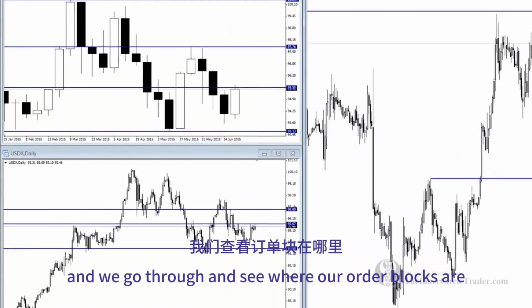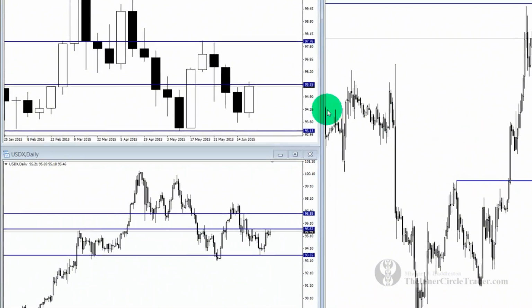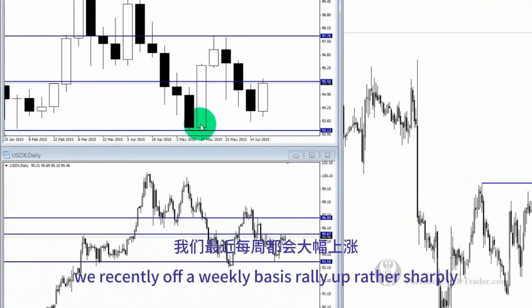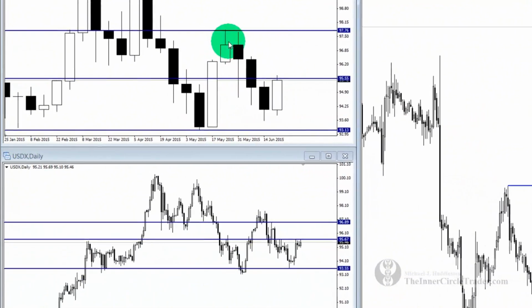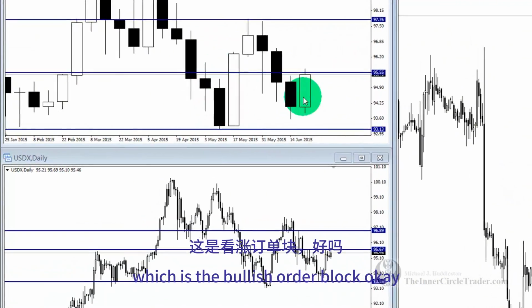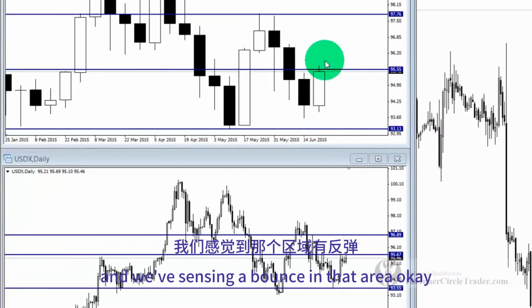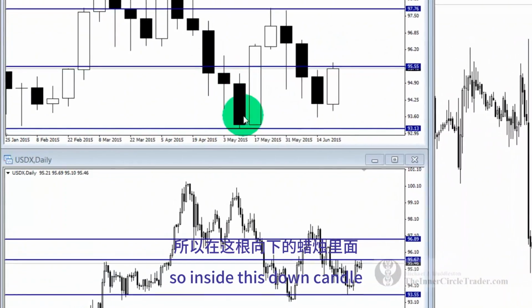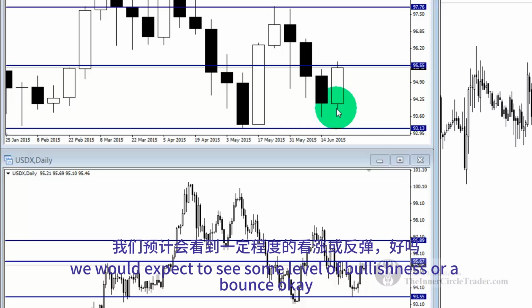But for now, what we do is we look at our higher time frames again, and we go through and see where our order blocks are. We recently, off a weekly basis, rallied up rather sharply, and then retraced back down into the down candle, which is the bullish order block. Okay, and we've since seen a bounce in that area.